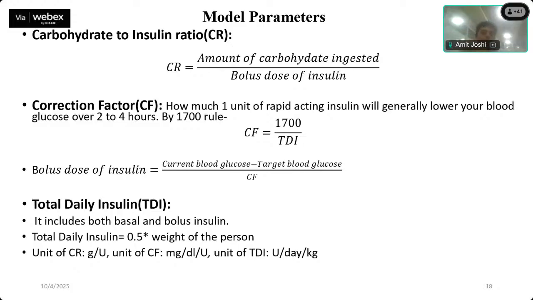Okay, and what is the bolus dose of insulin? It is basically the current blood glucose value minus the targeted blood glucose value, divided by CF, that is, the correction factor. So what is my current blood glucose value and what is my target? It is something like that. My current blood glucose value is 180 and I am targeting that it should go to 120. Okay, so I need to lower my glucose value from 180 to 120. Now for that, what insulin dose has to be provided actually comes from this particular formula. Okay.